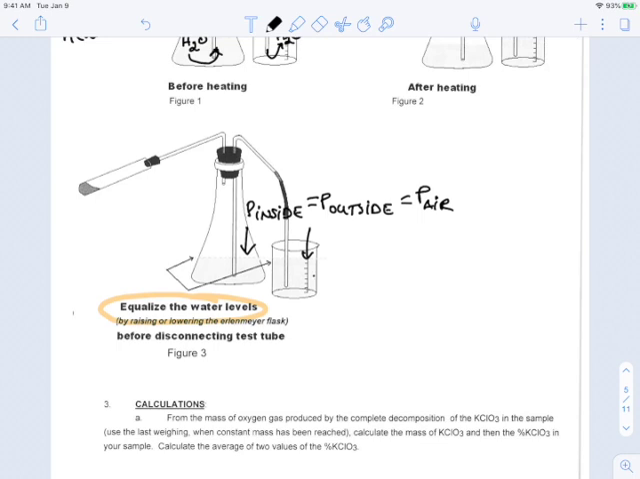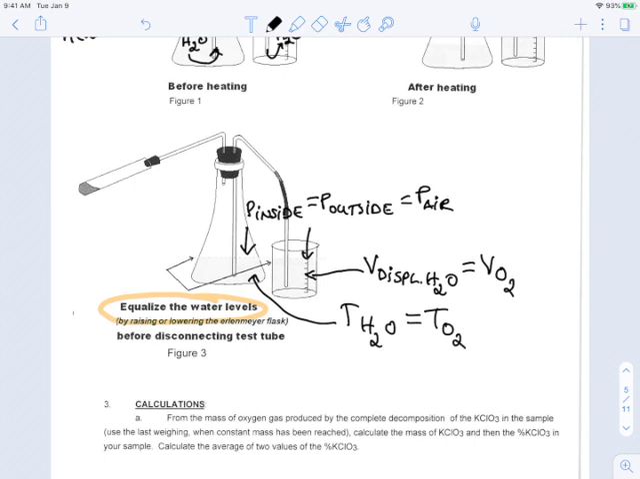The other thing we said we would do is measure the volume of displaced water here. However much water was displaced, that space is now occupied by the oxygen, so this will be equivalent to the volume of oxygen. We also measure the temperature of the water in the flask, and because of rapid energy exchange, that should be equal to the temperature of the oxygen.